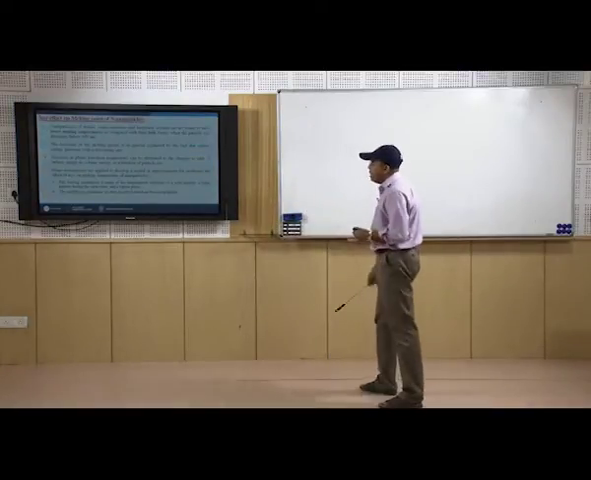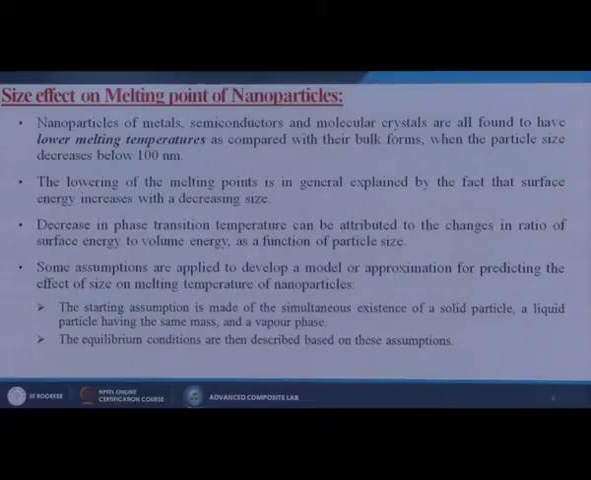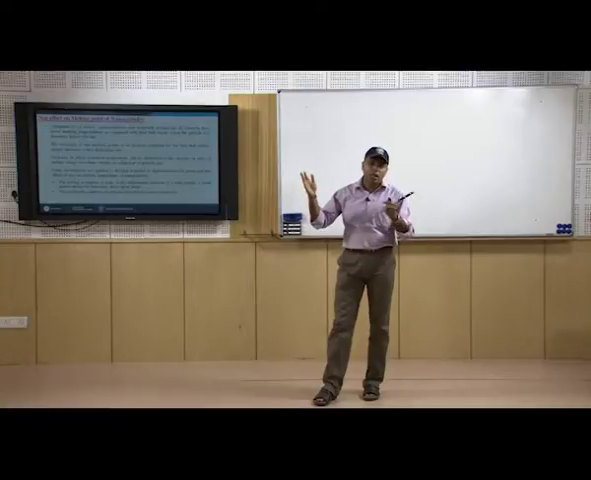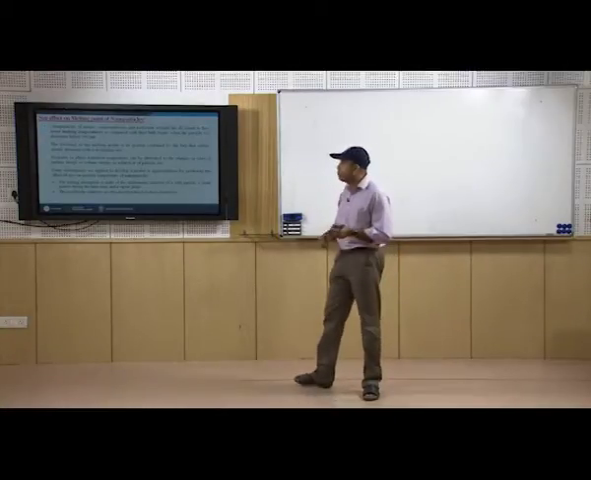First is the size effect on the melting point of nanoparticles. Nanoparticles of metals, semiconductors and molecular crystals are all found to have lower melting temperatures compared with their bulk forms when the particle size decreases below 100 nanometers. So, when we use particle sizes well under 100 nanometers, the melting temperature of these materials is reduced.